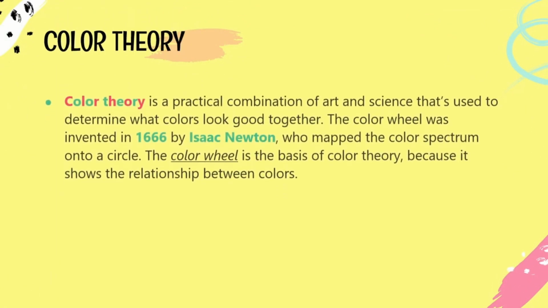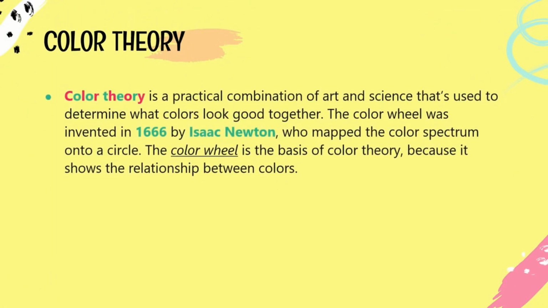What is color theory? Color theory is a practical combination of art and science that's used to determine what colors look good together. The color wheel was invented in 1666 by Isaac Newton, who mapped the color spectrum into a circle. The color wheel is the basis of color theory because it shows the relationship between colors.